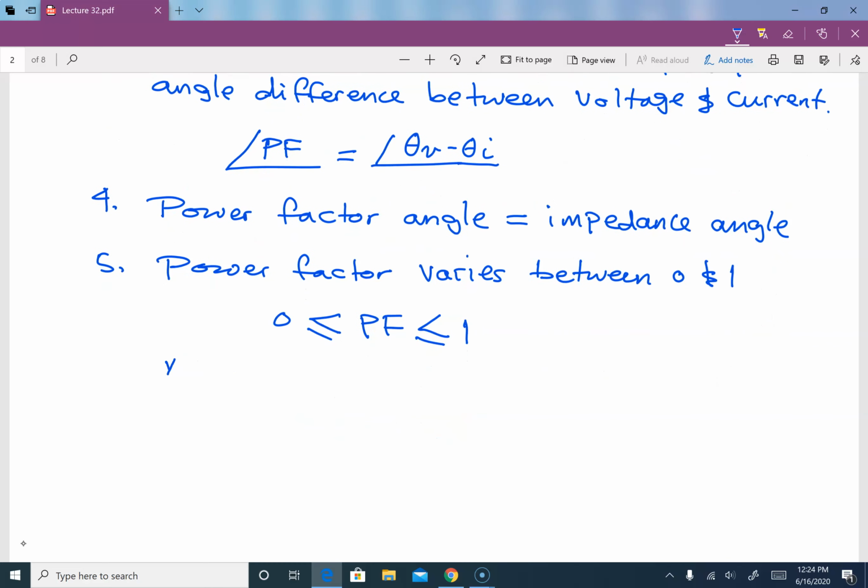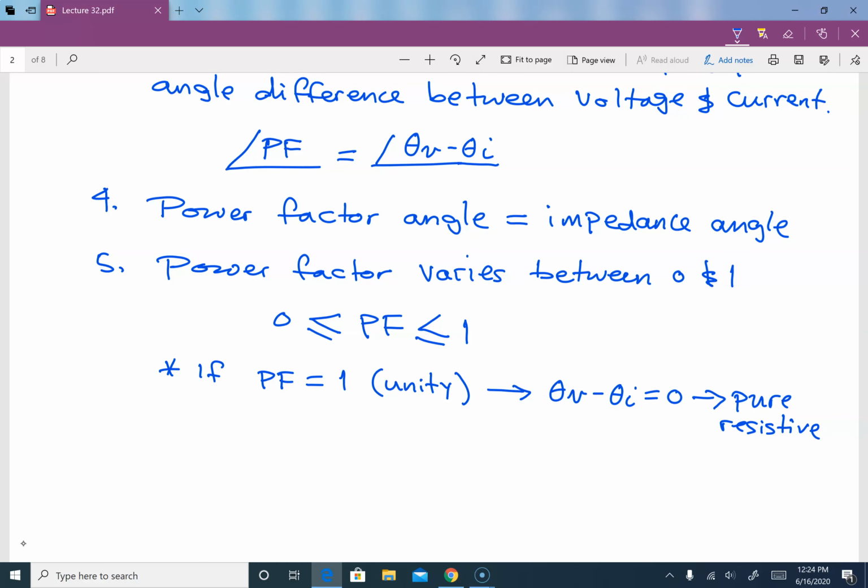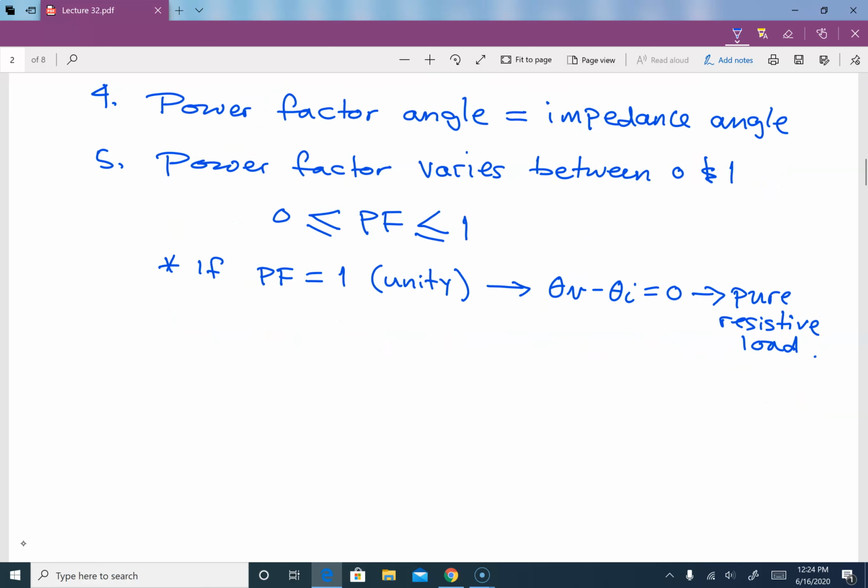So based on that, if power factor is equal to 1, which in this case we call unity, then our theta V minus theta I is equal to 0, because cosine 0 is 1. And from that, this over here is a pure resistive load, only resistance involved.